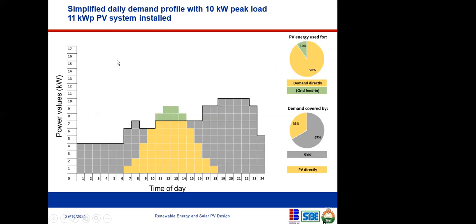So now we are looking at the simplified daily demand profile with 10 kilowatt peak, and then now you've increased the solar installation from 8 kilowatts to 11 kilowatts, meaning that you've now exceeded the peak of your profile. So if you notice the sun part now, the yellow boxes, you find out it has now exceeded the profile at noon. That's when the sun is out.